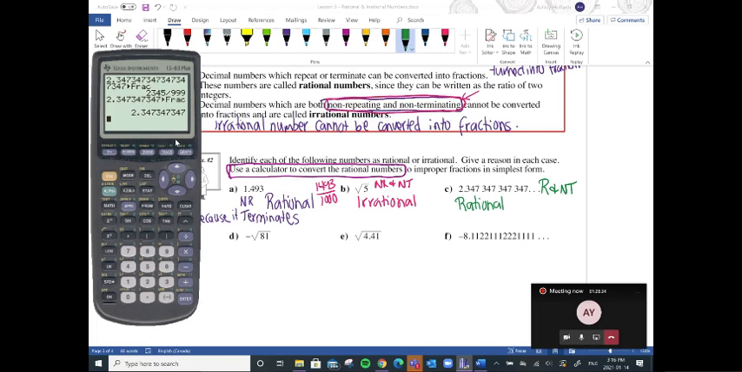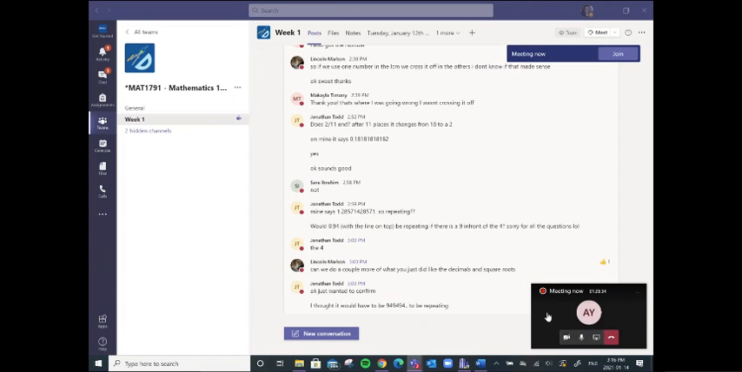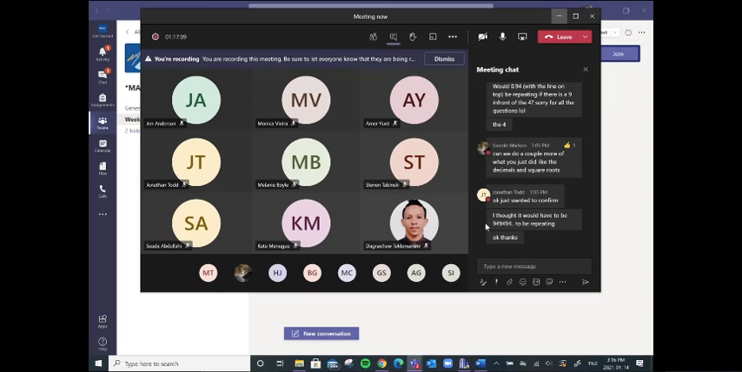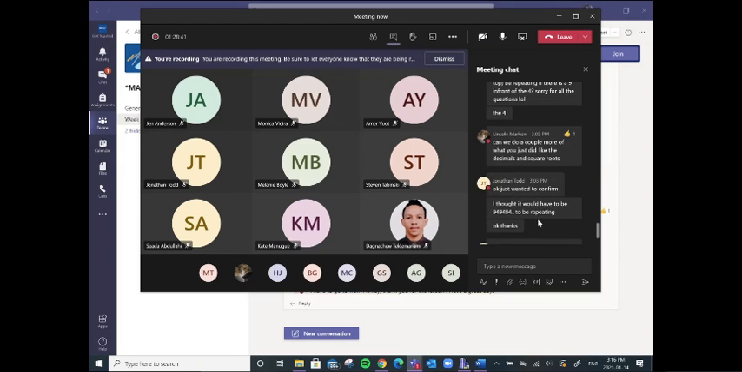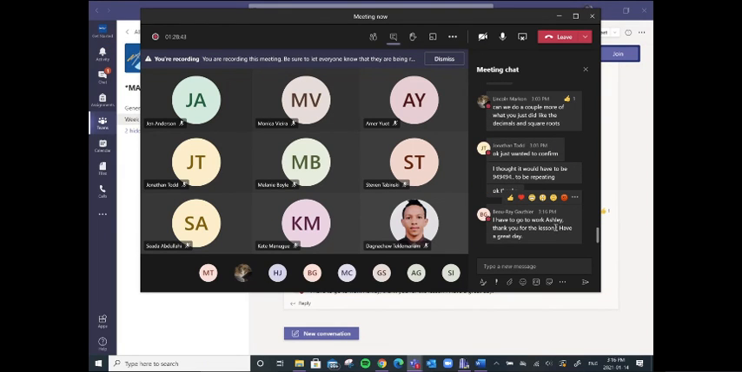Okay, and the calculator, like I said, can be great, but you have to know how to use it properly. It's got these little glitches in it, so I'm going to try to teach you those as we go. It's going to take you a little bit to get used to. Any questions on that?